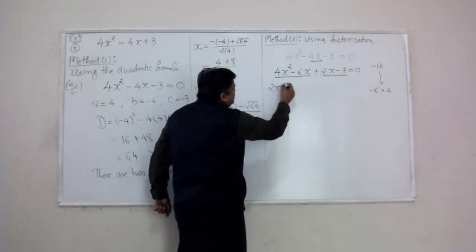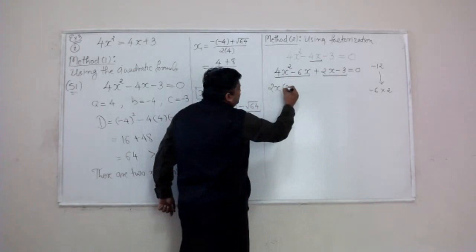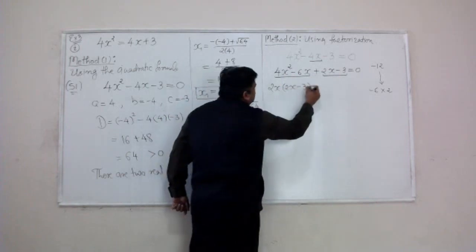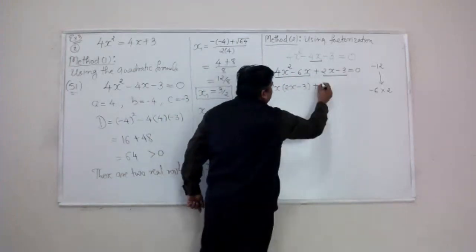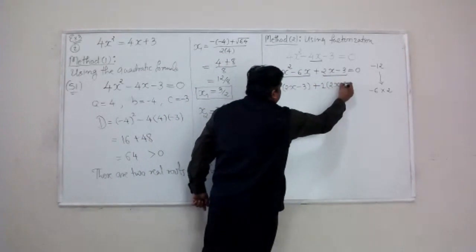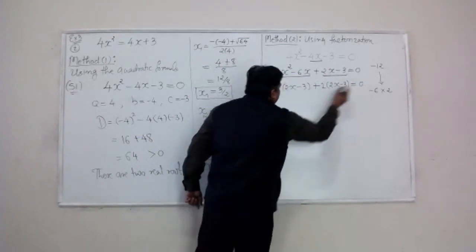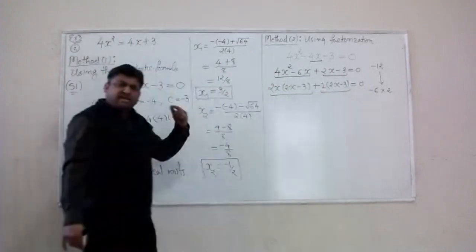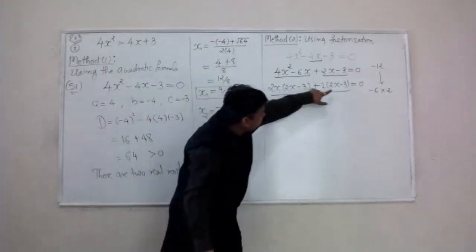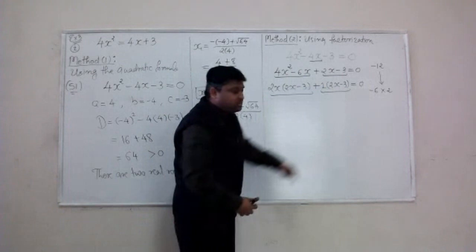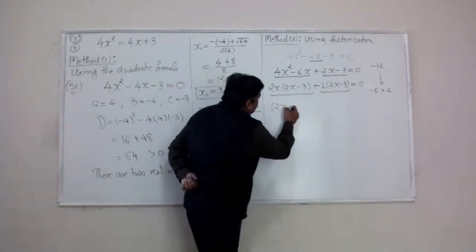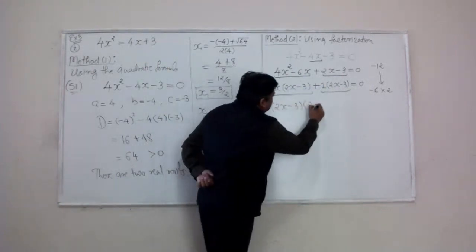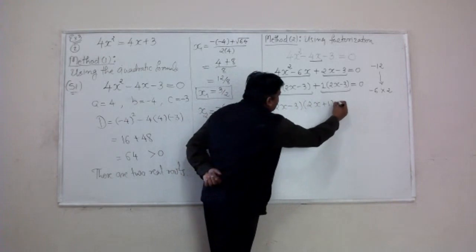Take the common factor out. 2x is the common factor. Leftover is 2x minus 3. Common factor is 1. 2x minus 3 is left over. Now focus on these two terms. Take the common factor out. Common factor is 2x minus 3. Let's pull it out. Left over is 2x plus 1.